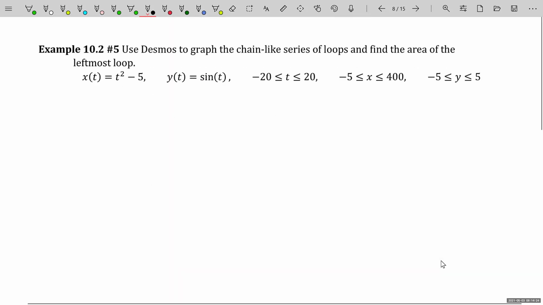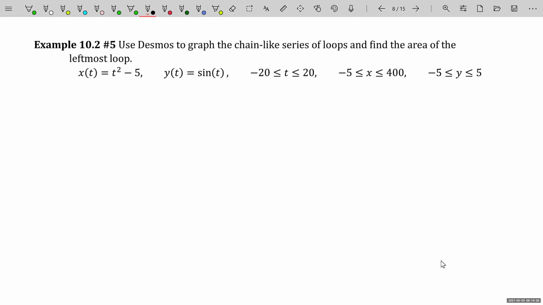This is one of my favorite styles of problems because it just allows me to really use Desmos and see kind of a cool parametric curve. So let's go ahead and just showcase this, and then we're going to find the area of the leftmost loop of this chain. Okay, so let me go ahead and go back to Desmos very quickly. A lot of Desmos here.